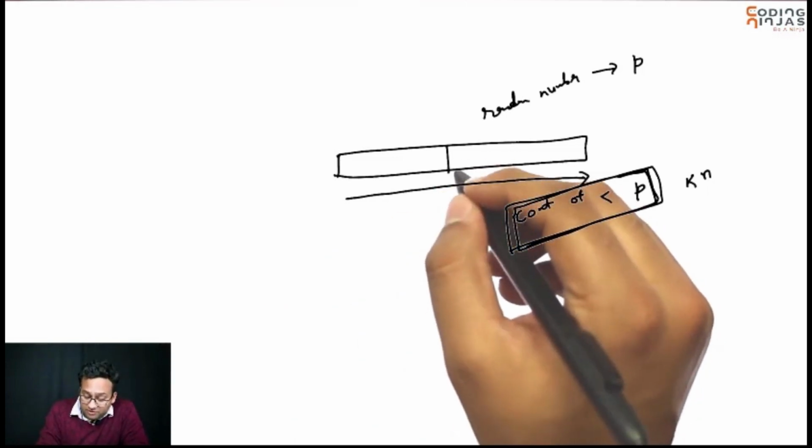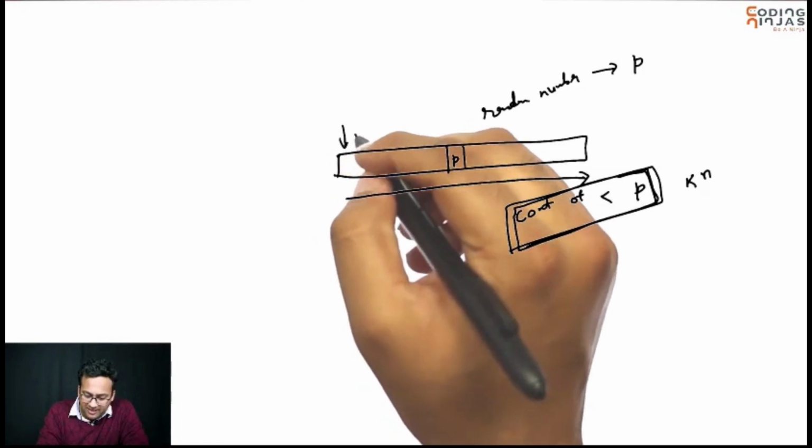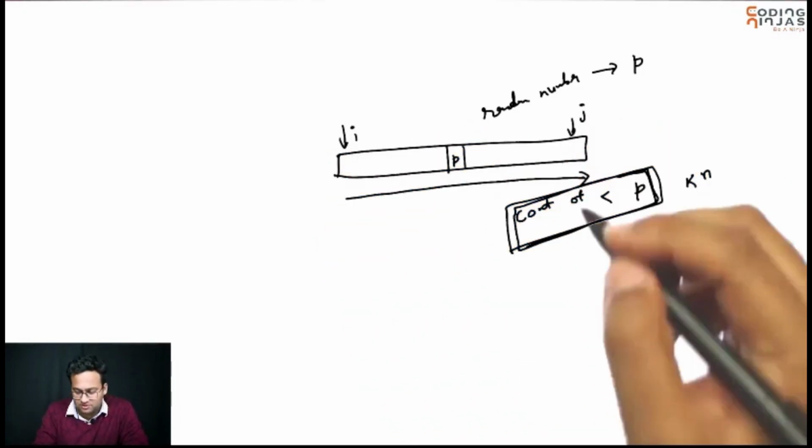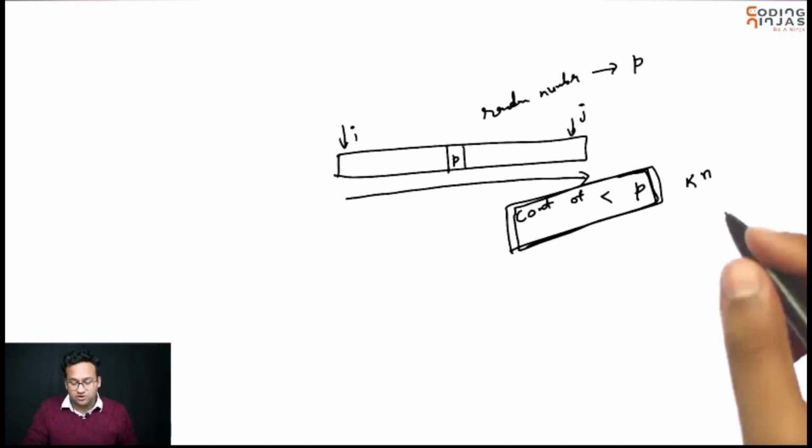Once you put the pivot in the right place, then what did we do? We took an i and we took a j. For every iteration, we were either moving i or moving j, and sometimes we were moving both of them. So i is moving here, j is moving here, and eventually they will meet, right? So the total distance covered by i and j combined is going to be n.